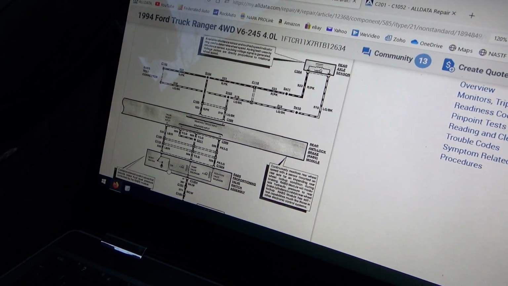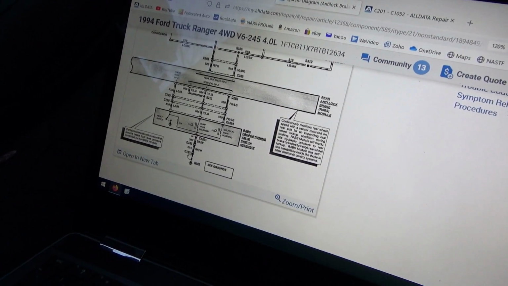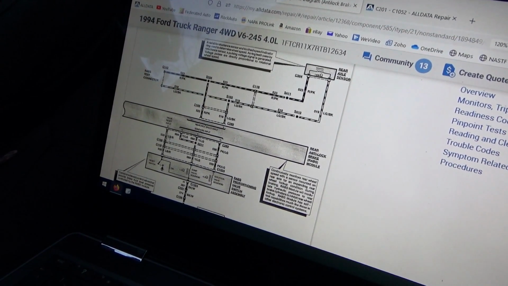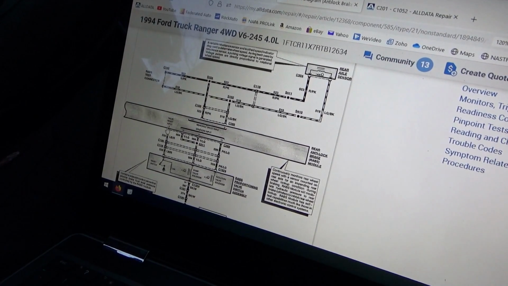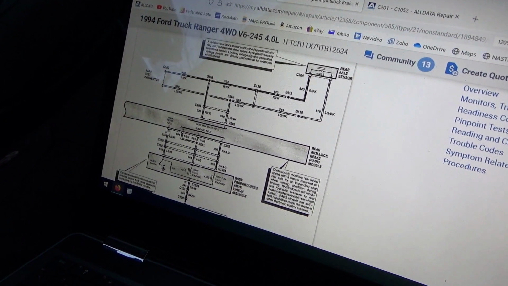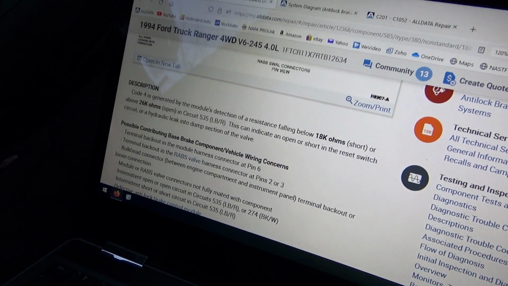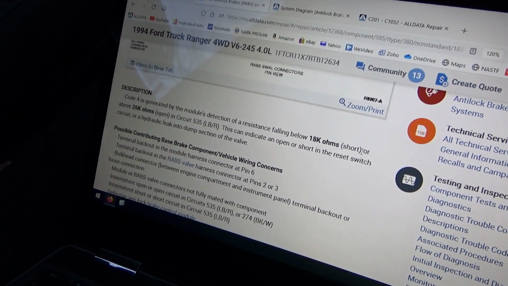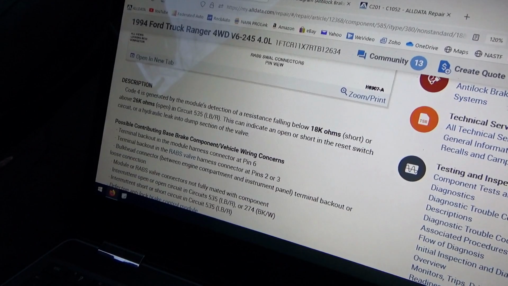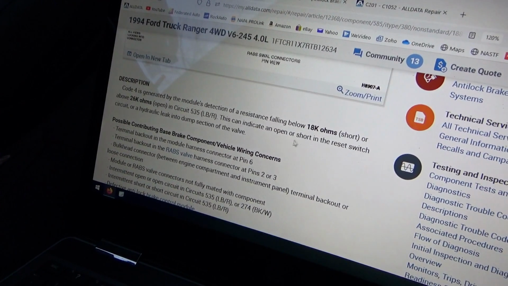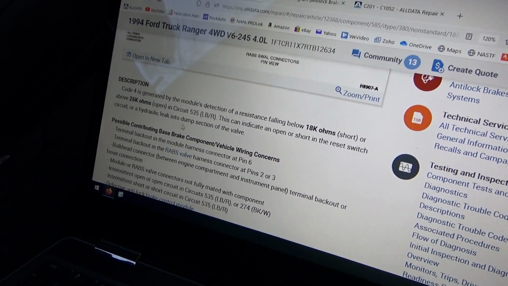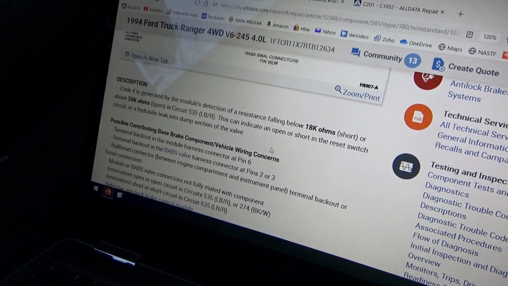There should be a 22 kiloohm resistor to ground. So if we go to the module, which is behind the dash, measure the resistance, it should be about 22 kiloohms. Code 4 is generated by the module's detection of resistance falling below 18 kiloohms short or above 26 kiloohms open in this LBR. Indicates an open or short in the reset switch, circuit, or hydraulic leak into dump section of the valve. So I don't know how far shop owner wants me to go here. I'm going to ask him. This is kind of a lost cause. Oh, just disable ABS. It's pretty much useless.